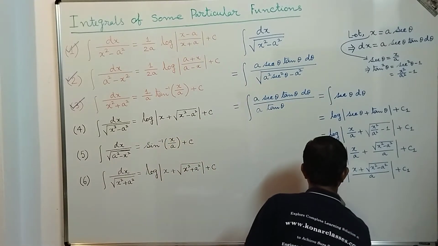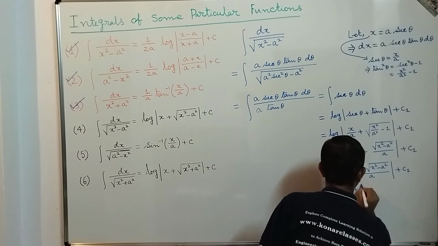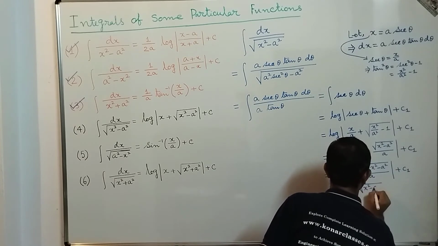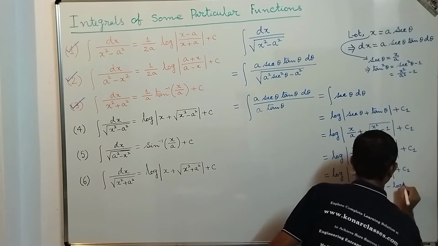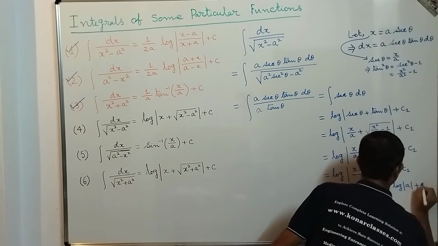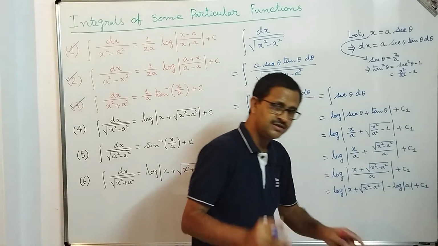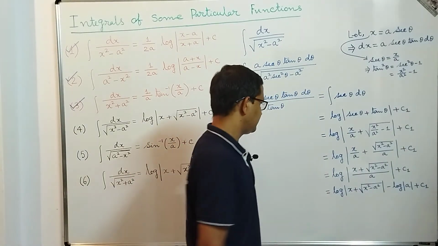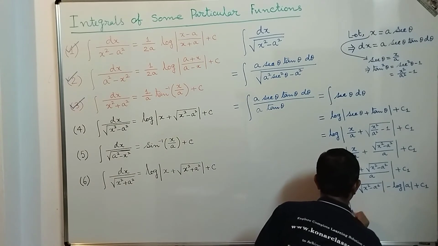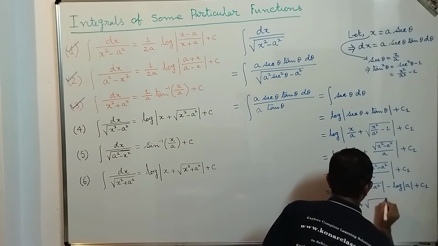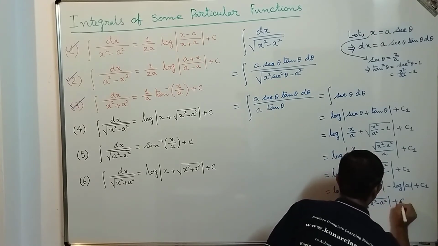So what can we write here, dear students? We can write log of mod x plus square root of x square minus a square, minus log of mod a, plus C1. Now that C1 minus log a becomes a new constant, so we can name it as C. So that is equal to log of mod x plus square root of x square minus a square plus C.